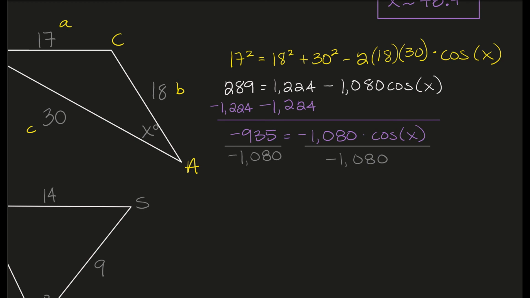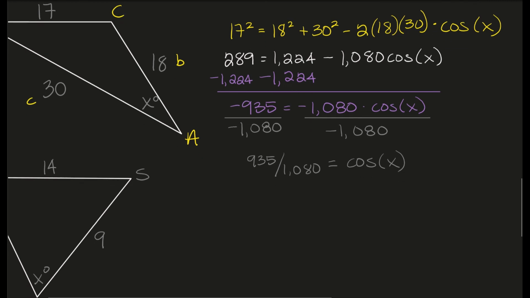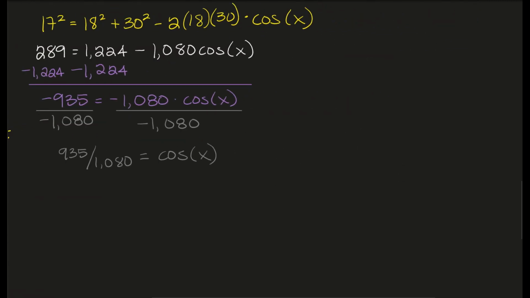Now a negative over a negative gives you a positive, so 935 divided by 1,080 is going to equal cosine x. And as we've said before, to reduce cosine, since it is a function, to reduce it to 1, you are going to have to take the inverse. So x here should equal cosine inverse of 935 over 1,080.